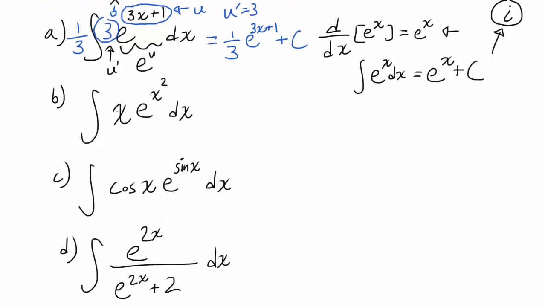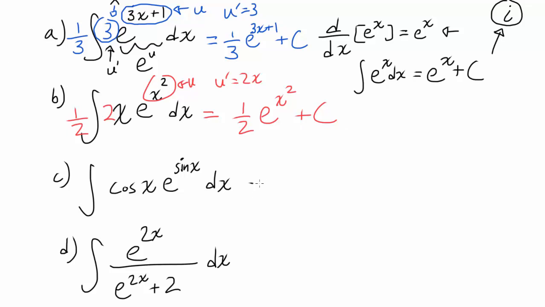So now let's look at B. Integral of x times e to the x squared dx. In this case, our u is x squared, so our u prime is 2x. You want to multiply by 2, divide by 2, and you can think of 2x as going away. So you have 1/2 times integrating e to the something, which gets us e to that something. So you have 1/2 e to the x squared plus c.